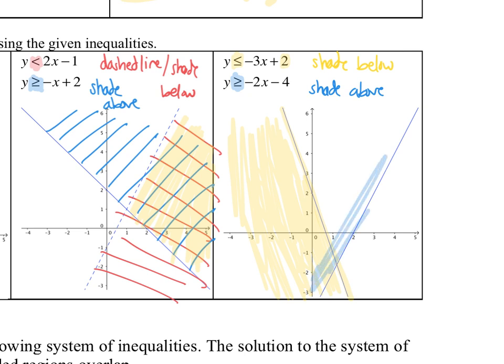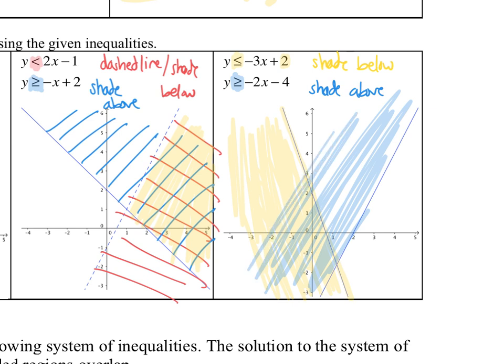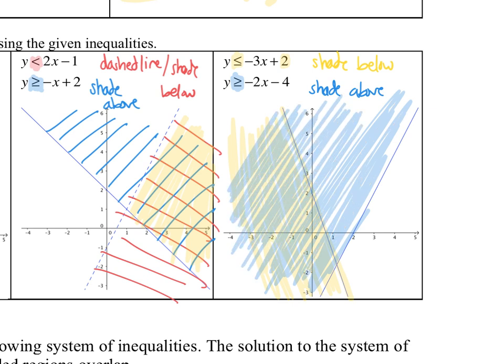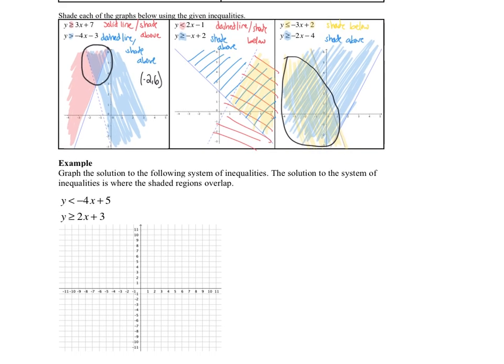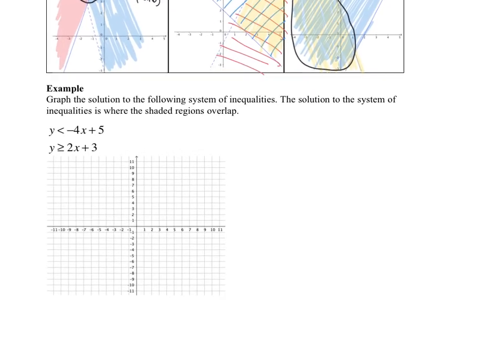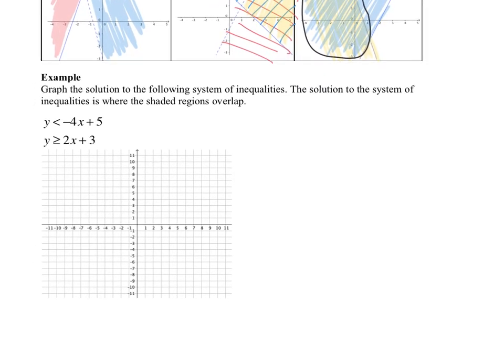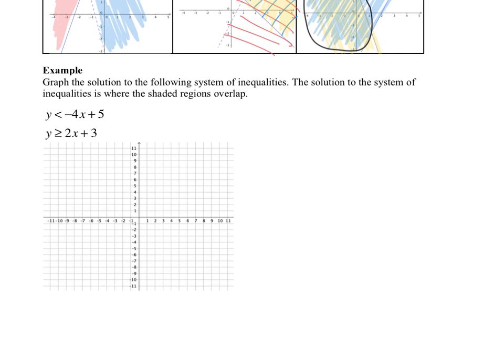And when I do that, you're going to be able to see the overlap. So we shade above here, that's everything above this line. And then you will find that the overlap, or the darker color between these, would be anywhere in between here. There's the darker color, and that's where the overlap is. Okay? So this can be tricky because you have to be able to see where the overlap is to solve these equations. So in the first example, it says graph the solution to the following system of inequalities, and the solution to the system of inequalities is where the shaded region overlaps.